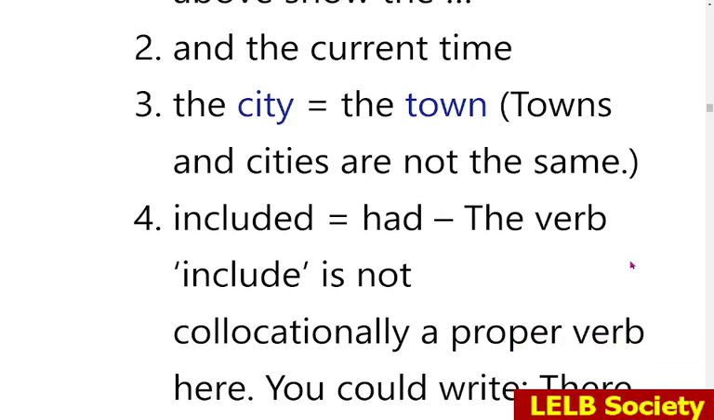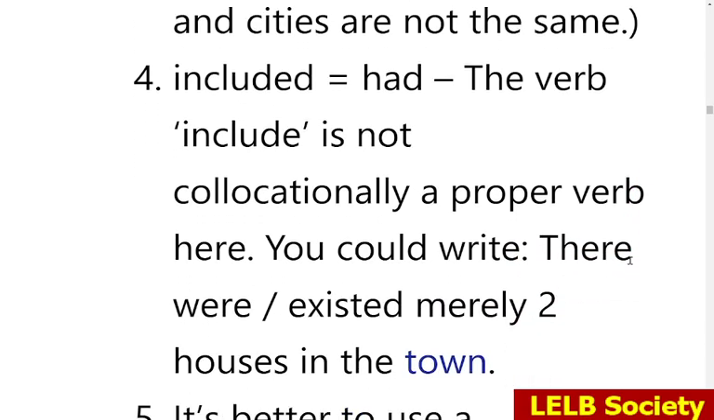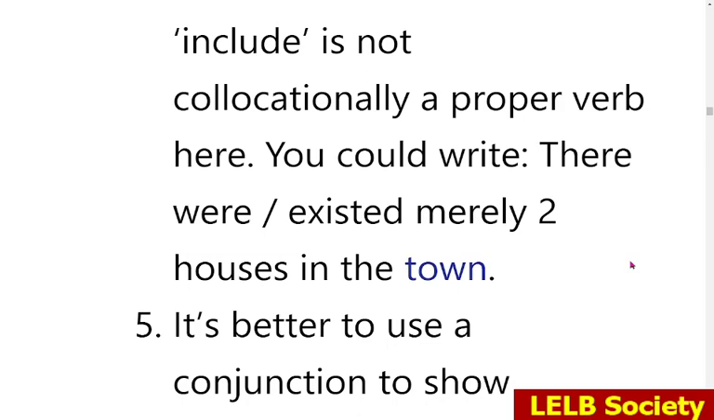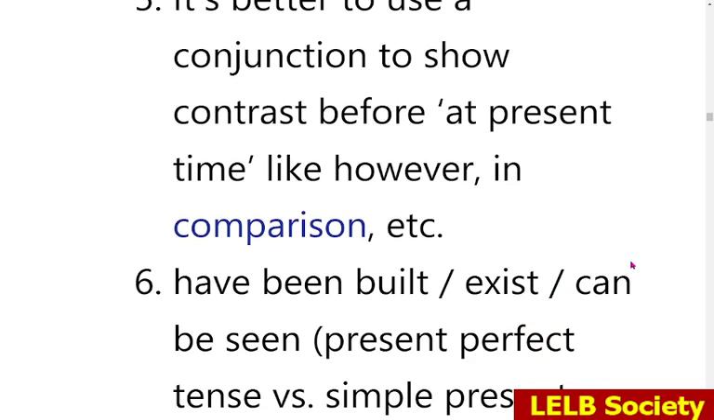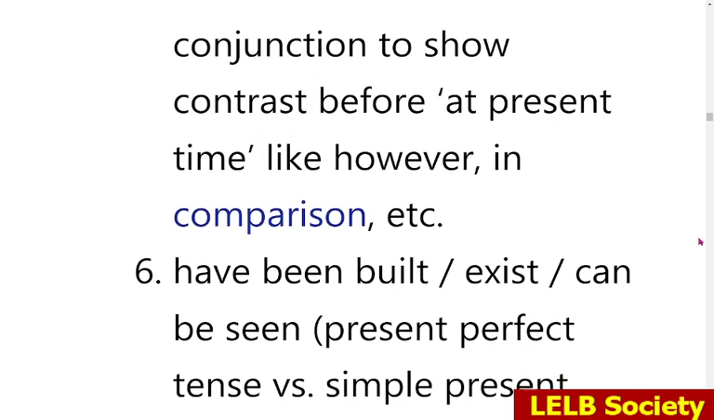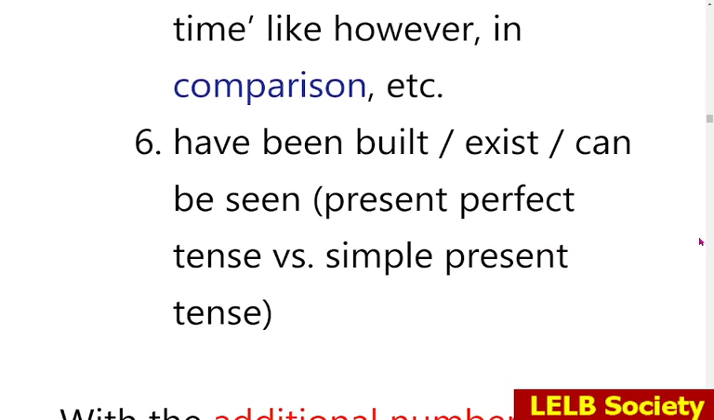Instead of included, it's better to say had. The verb include is not collocationally a proper verb here. You could write there existed merely 2 houses in the town. And also it's better to use a conjunction to show contrast before at present time, like however, in comparison, etc. And have been built or exist can be seen as present perfect tense versus simple present tense.